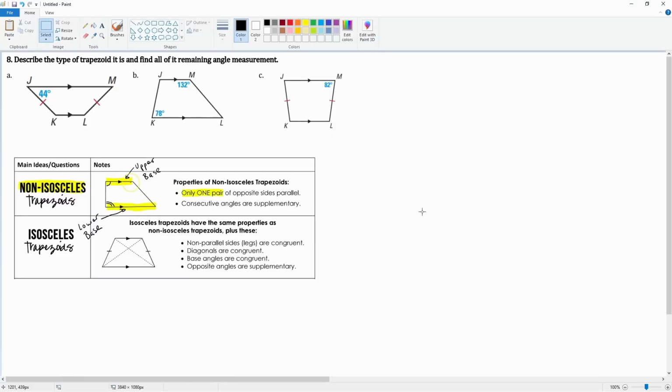This is number 8. You're going to describe the type of trapezoid it is and find all the remaining angle measurements here. All right, the two main ones are it's either a non-isosceles or an isosceles trapezoid. So those are the ideas there, okay? We've got to remember those properties.